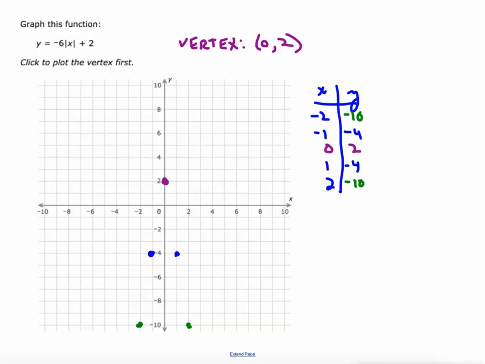So notice some key things about this graph. Number 1, the vertex, 0, 2. Hopefully you can see where that's coming from out of the equation. And then notice the slope of these lines. Doesn't this part on the right have a slope of negative 6, and the part on the left have a slope of positive 6? See where that's coming from? And this one's pointing down, whereas all the other ones were pointing up. I wonder if that negative sign has something to do with that.